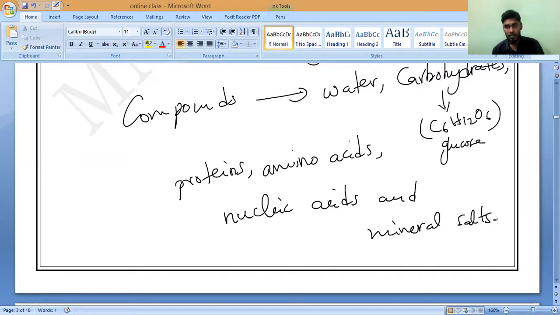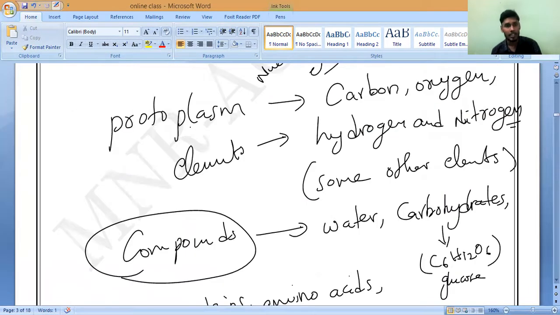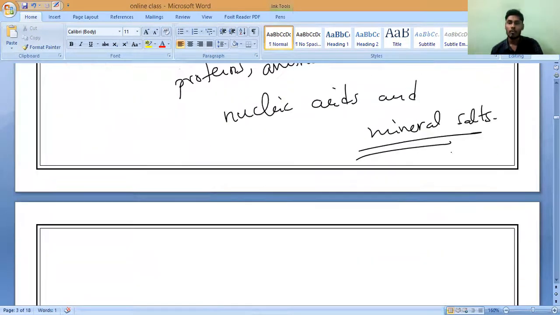Mineral salts. So these are the compounds which are present in where? Protoplasm. And what are the elements present? Four elements. What are they? Carbon, oxygen, hydrogen, and nitrogen. This is all about protoplasm.